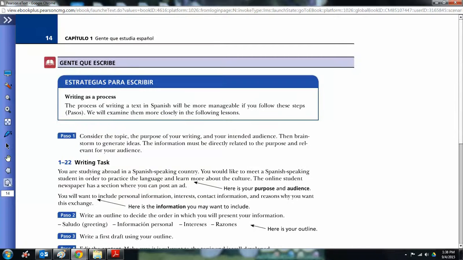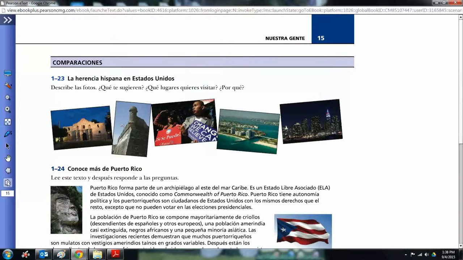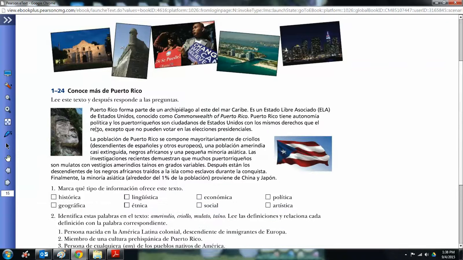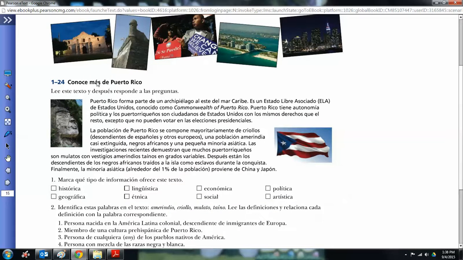Okay, the other one that you're going to read is La herencia hispana en Estados Unidos. So if we look, actually we're going to look down here, Conoce más de Puerto Rico. So we see the title, Conoce más de Puerto Rico. So we know we're going to be talking about Puerto Rico. We see pictures. Its flag also reinforces that we're talking about Puerto Rico.